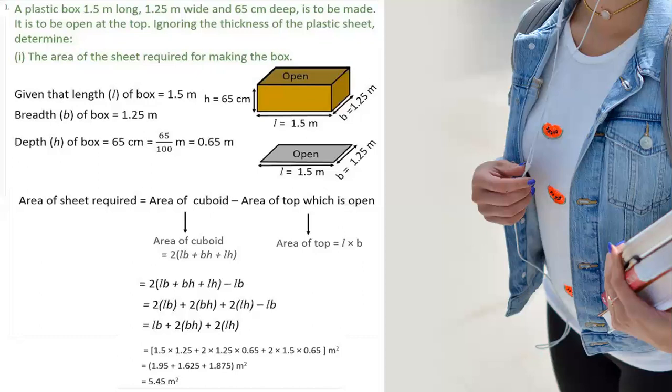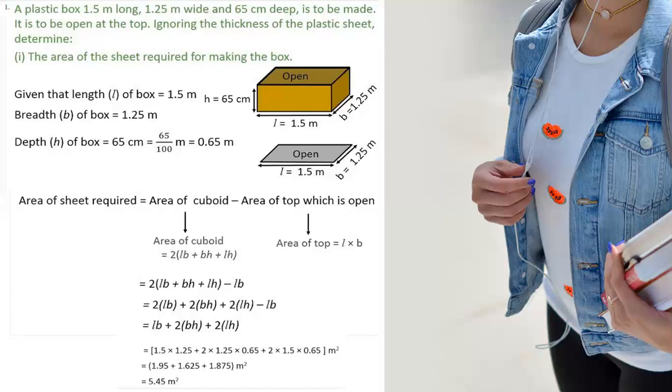So we need to convert the centimeters into meters. To convert centimeters into meters, we need to divide by 100. So we get 65 by 100 meters, which is equal to 0.65 meters. Now we need to find the area of the sheet required, which is equal to the area of the cuboid minus the area of the top, which is open.